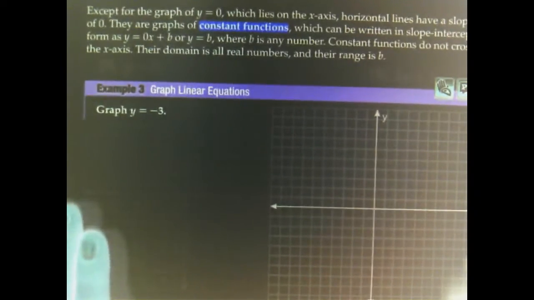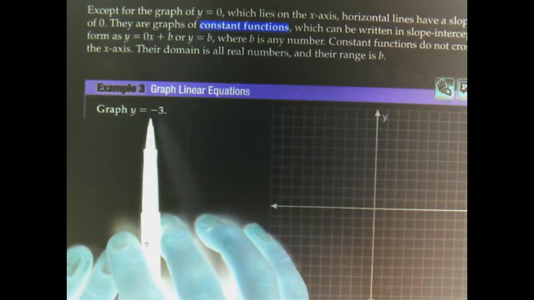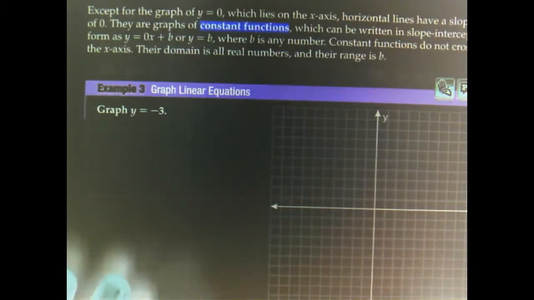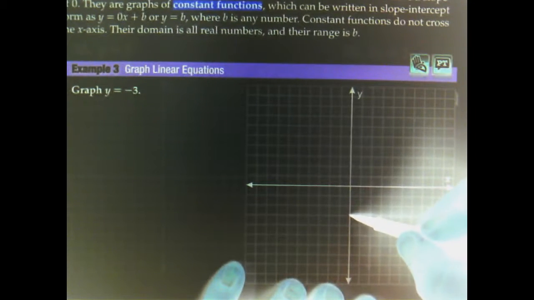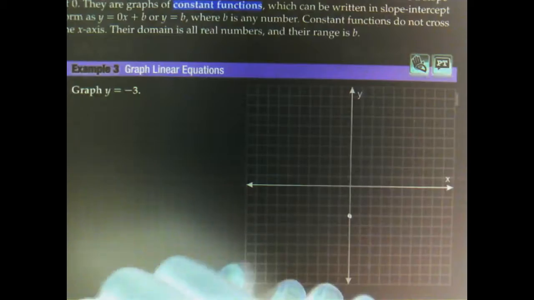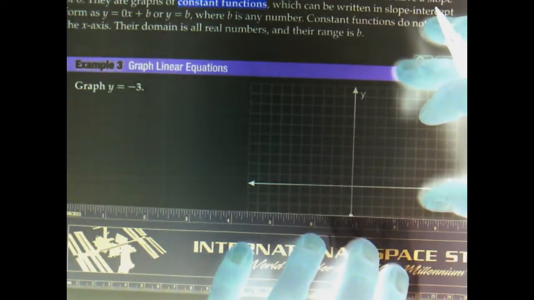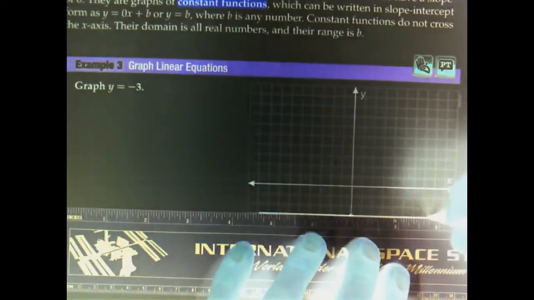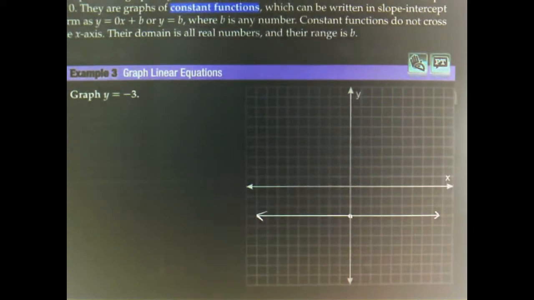So here we have the equation y equals negative 3. Negative 3 in this case would be b. b, as always, stands for my y-intercept. So I know this is a horizontal line that crosses at negative 3. On my graph, I go down to 1, 2, 3. Since it's a horizontal line, it goes straight through that point. So I can just draw my best attempt at a horizontal line here. And there you have it. It is that easy. y equals negative 3 is a horizontal line.